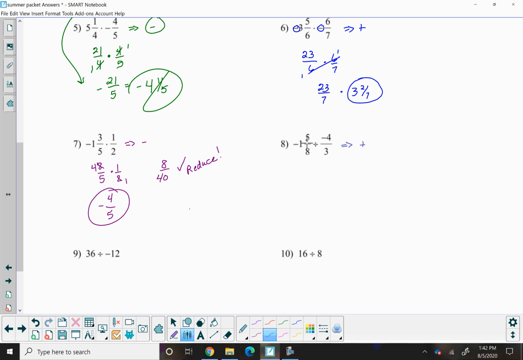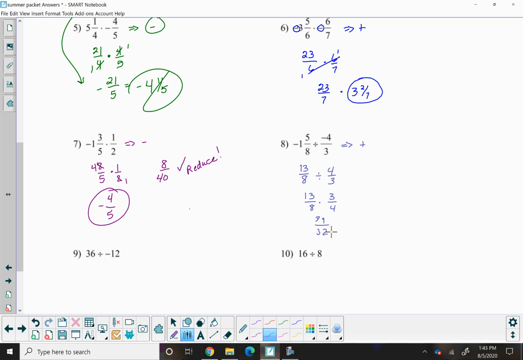8 times 1 plus 5 is going to be 13 over 8, divided by 4 over 3, multiplied by the reciprocal. Is there any cross canceling? Anything going to 13 and 4? No. 8 and 3? No. So I multiply across. I get 39 over 32.